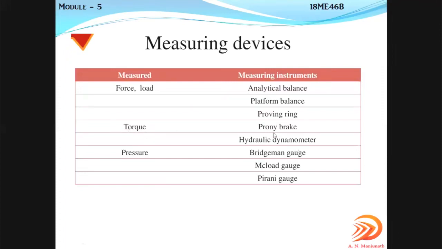When it comes to the torque, pony brake dynamometer and hydraulic dynamometer will be used for this. Again, for the pressure, Bridgman gauge, McLeod gauge, Pirani gauge. All these measuring instruments we will be discussing in this particular half module of module 5.